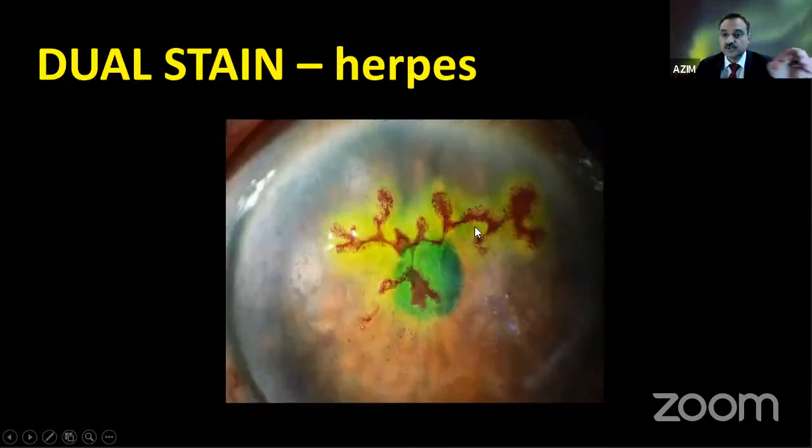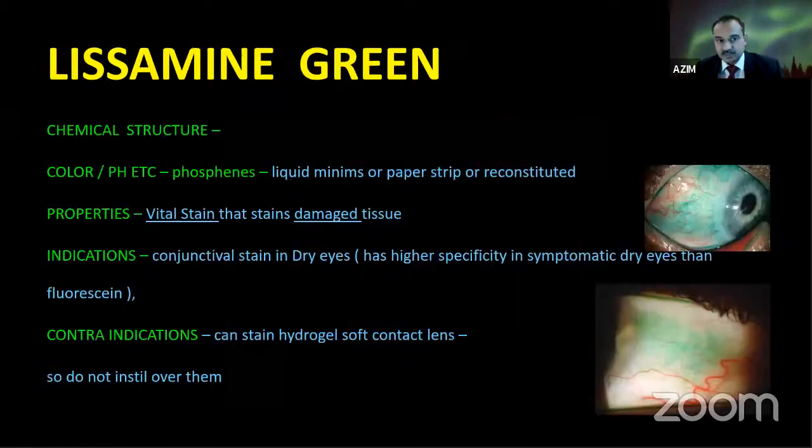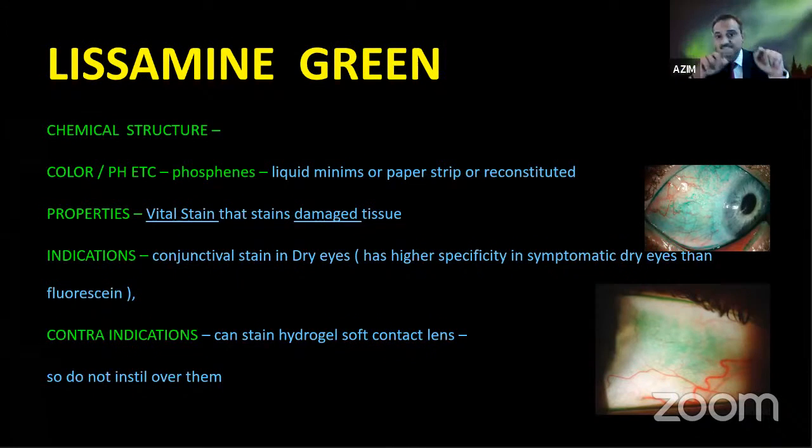You can also use both, it's called dual staining. You can use both to get a better picture of what's happening. Quickly, okay. Lissamine green. Exam question: what is the color? Lissamine green. Green. The exam will say, what is the color of lissamine green? That is the catch.